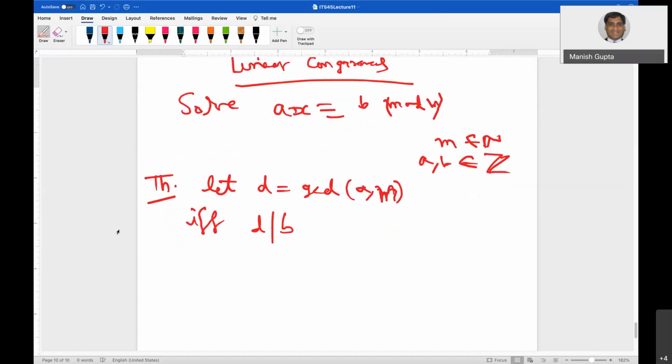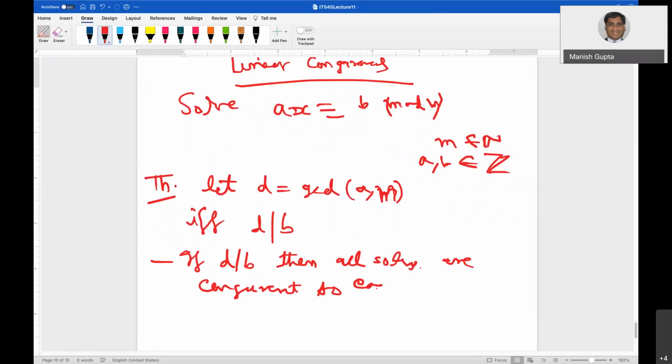So there are two cases. If D divides B, then all solutions are congruent to each other, and this congruence is modulo M by D.